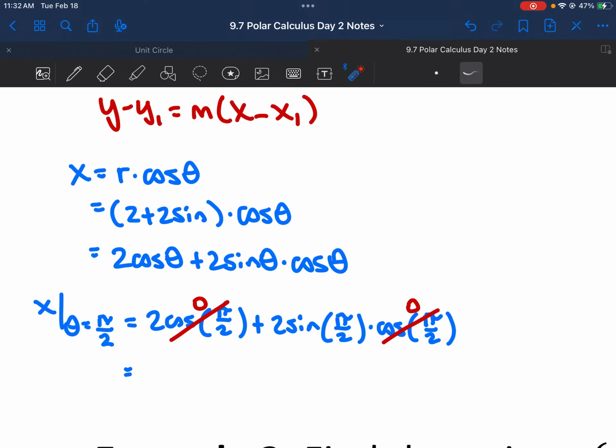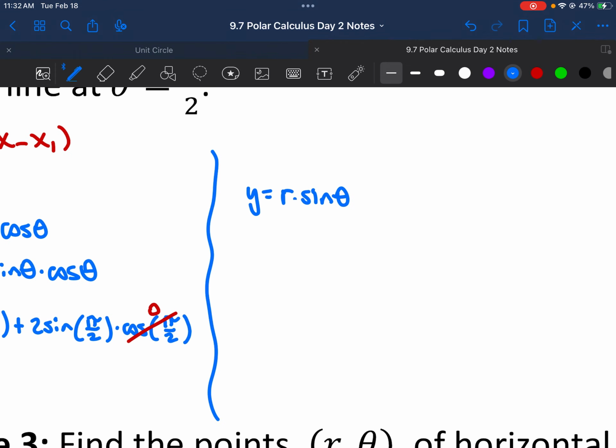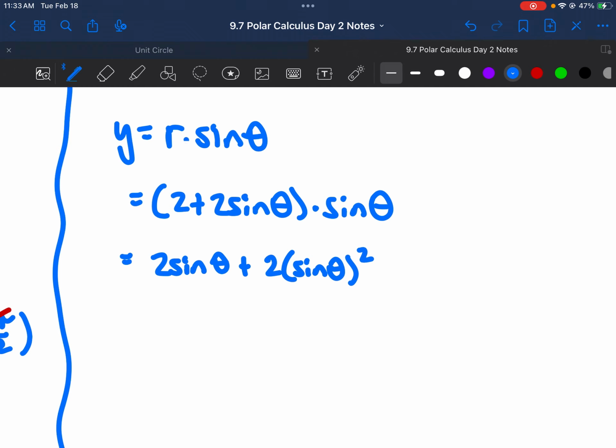Now let's go ahead and get y. We know y in terms of theta. y is r times the sine of theta. r again is 2 plus 2 sine theta. That was given to us. We're multiplying this by sine of theta. Go ahead and distribute your sine. This is going to be 2 sine of theta plus 2 sine of theta squared.